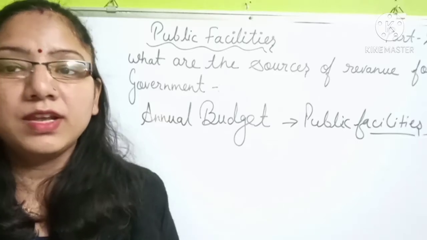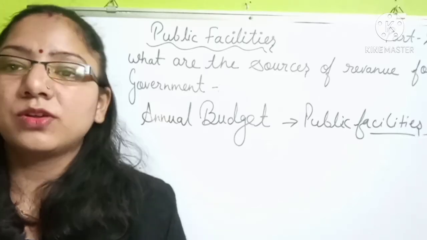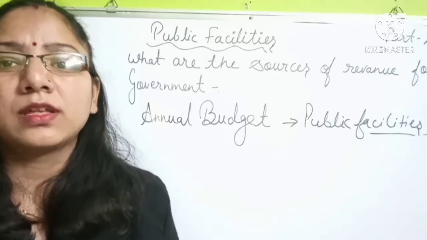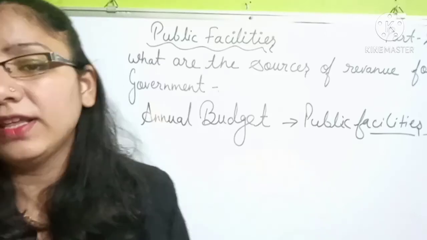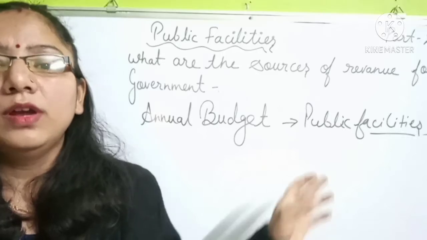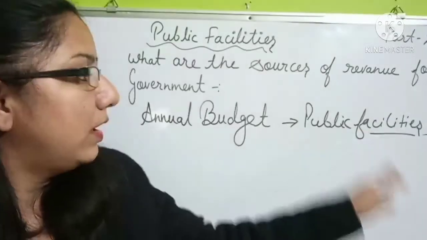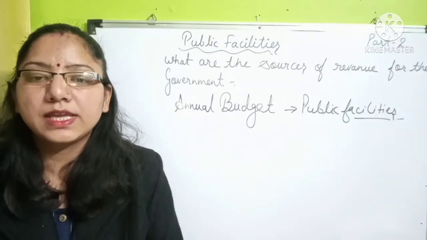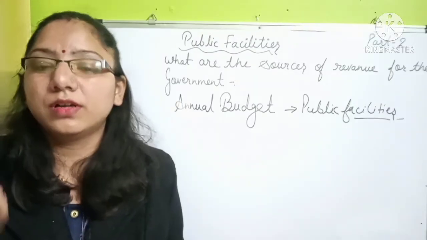So from where is the government getting its expenses to provide an annual budget for everything, because the government does not have any income source if the government is not taking money from the people or if no other sources are there? So from where is the government providing the annual budget and how is it helping the people in the form of public facility? Let's see.